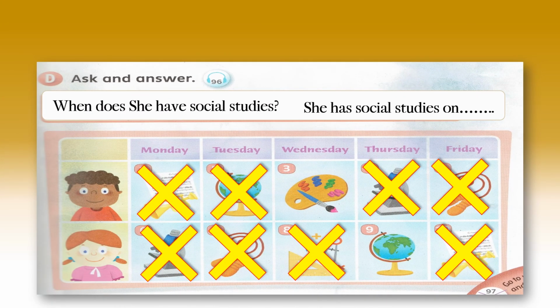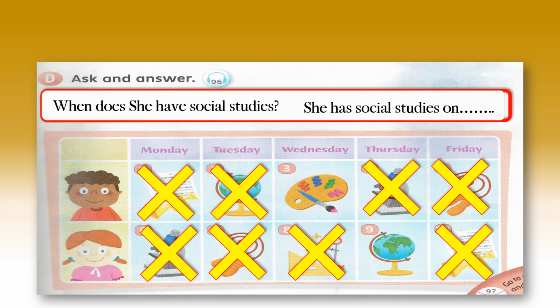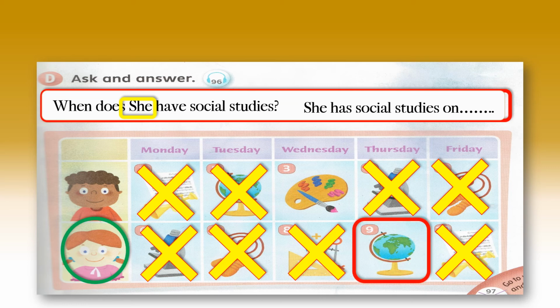Okay, 2 left. When does she have social studies? Social studies, looking at people around the world, how they live, how they speak, what they eat, how they are the same as other people, how they are different to other people. Where is it? Well, we know it's for the girl because we've said she. So it must be number 9, yes. She has social studies on Thursday.